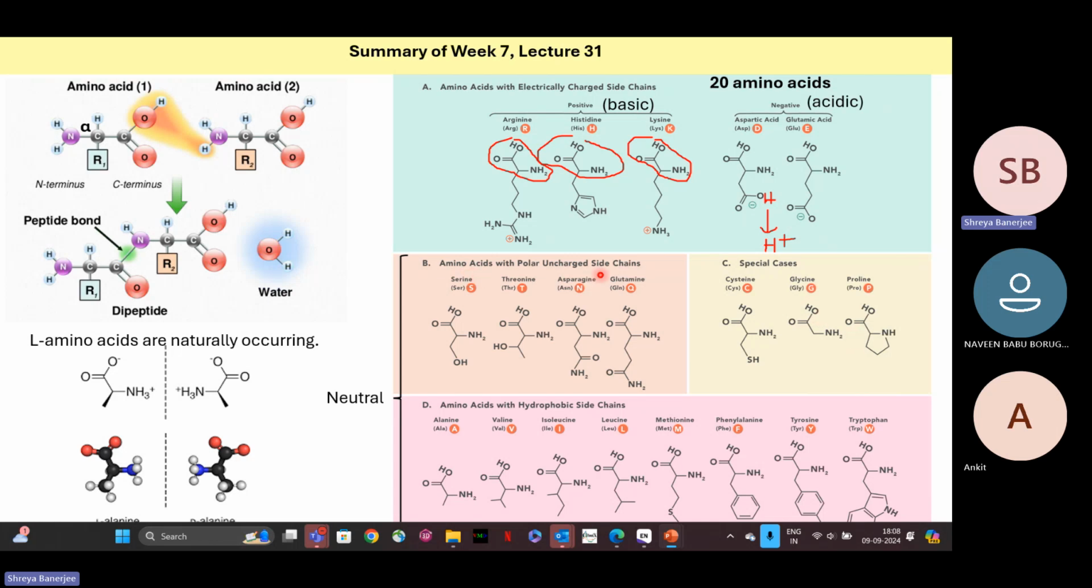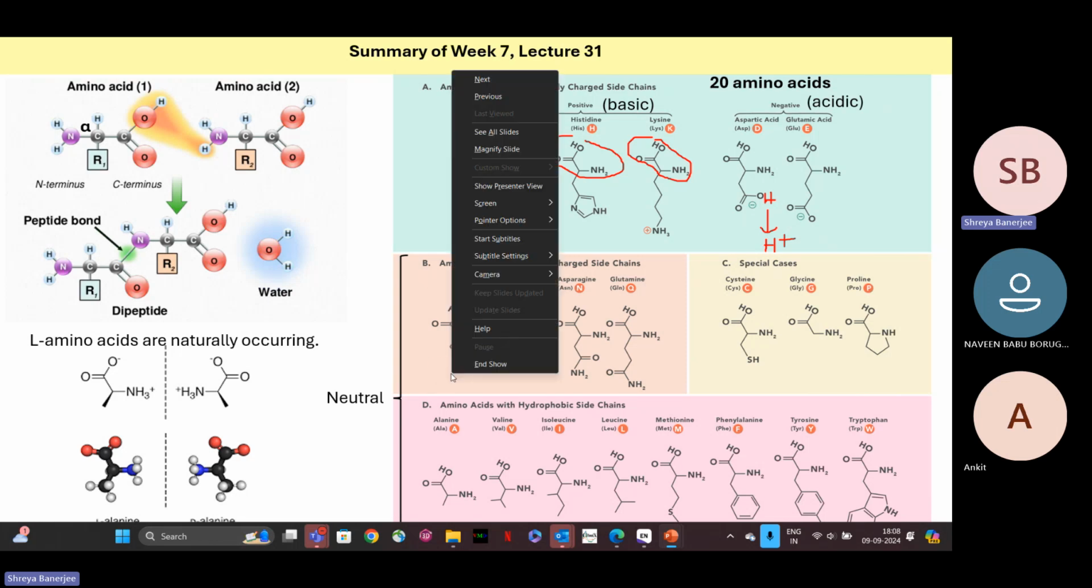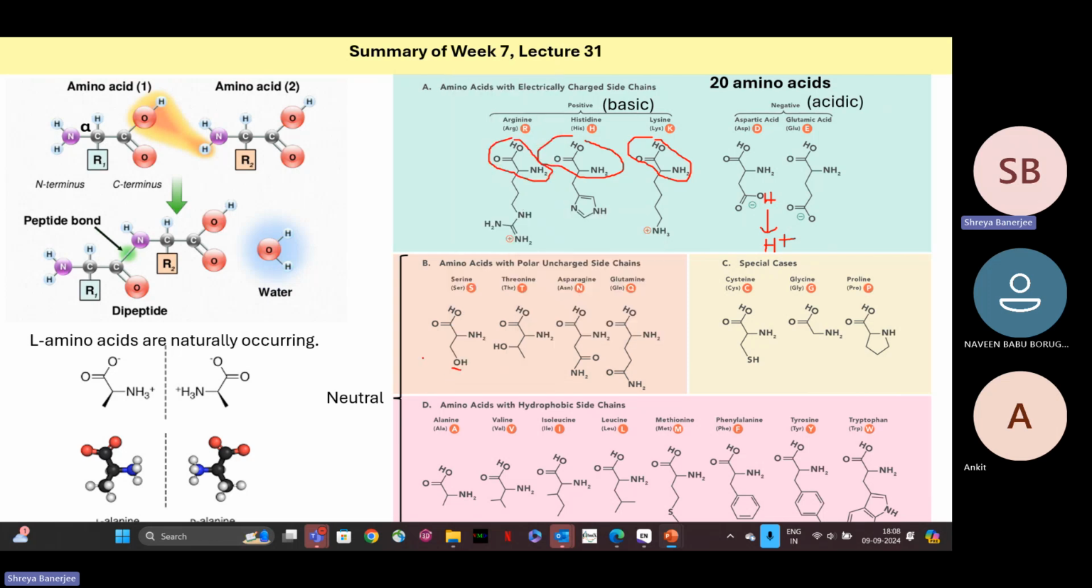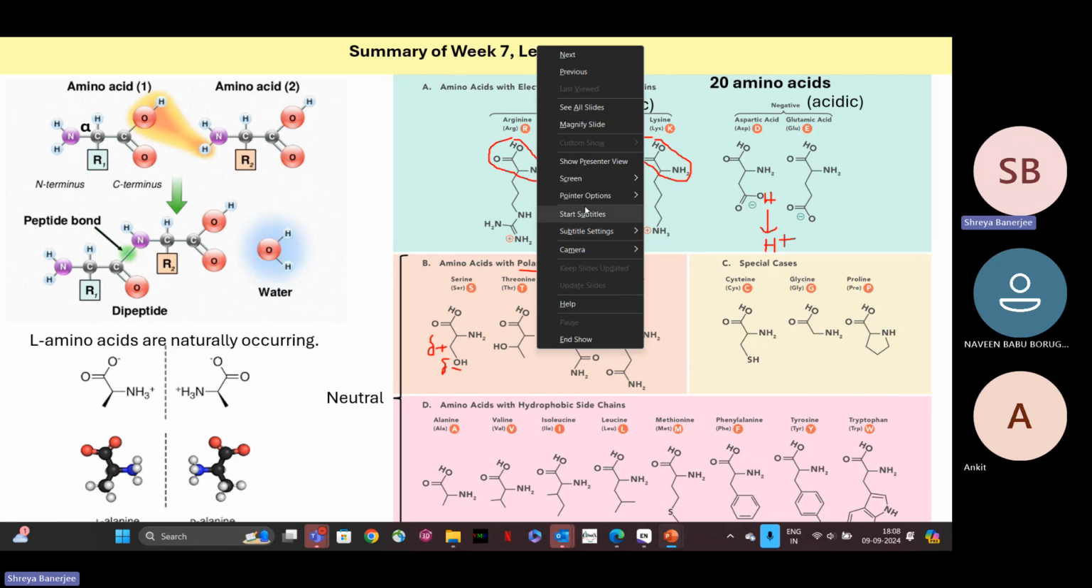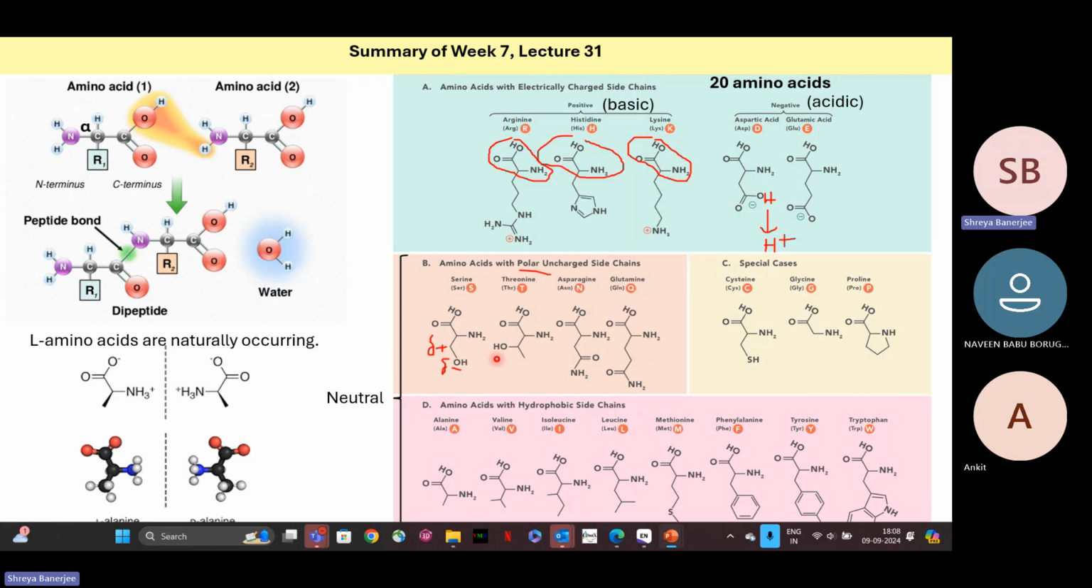One is where the side chain is neutral, but there are polar residues. Like if you look at serine, it has a side chain CH2OH. So O is an electronegative atom. So O will have a partial negative charge. This CH2 will have a partial positive charge. So it is polar, but it does not have a full charge like this. These are only partial charges. So we can write this as delta minus and delta plus. But overall, the molecule is neutral.